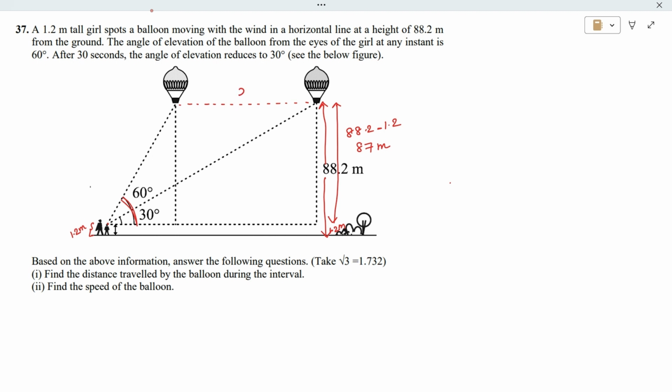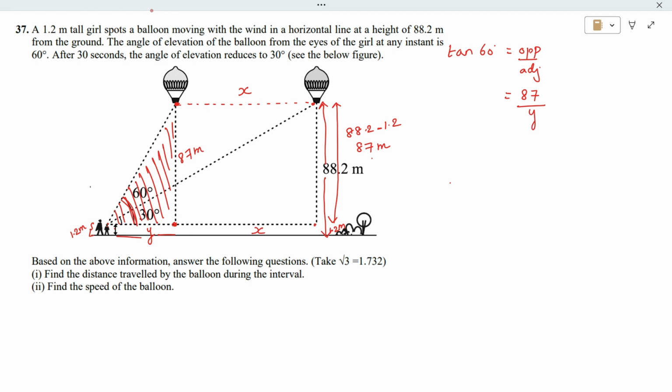So suppose I take this as x, they are asking me to find the distance traveled from this point to this point. Okay, so here I can mention the same value as x. And from the eyes to this point I can take it as y, horizontal distance. Okay, so first let us consider this triangle where the angle of elevation is 60 degree. So tan 60 is equal to opposite by adjacent. So what is opposite? If this is 87 meter, this line or height is also 87 meter, isn't it? So opposite is 87 divided by adjacent is y, isn't it?